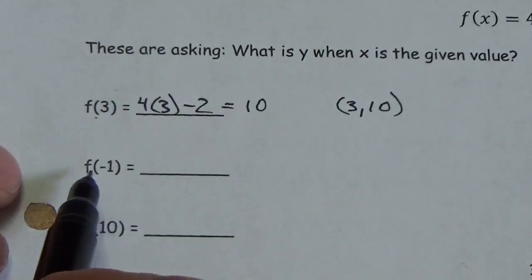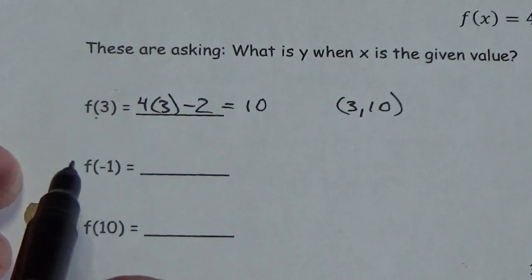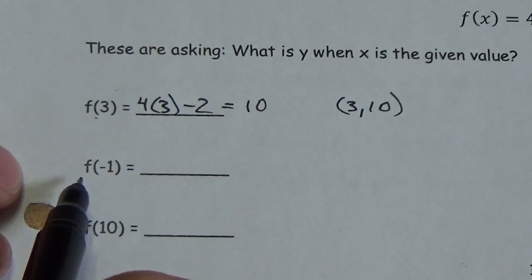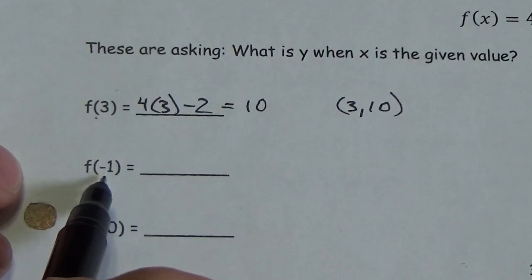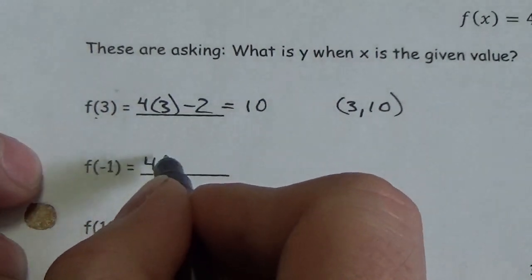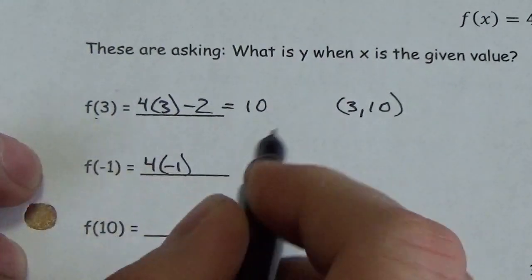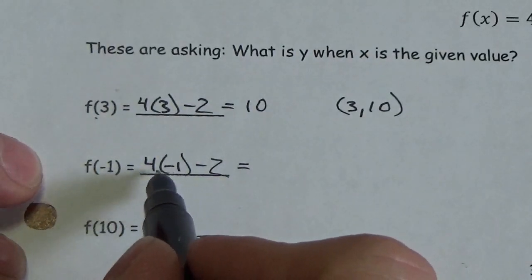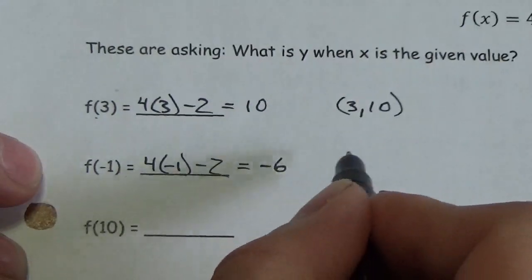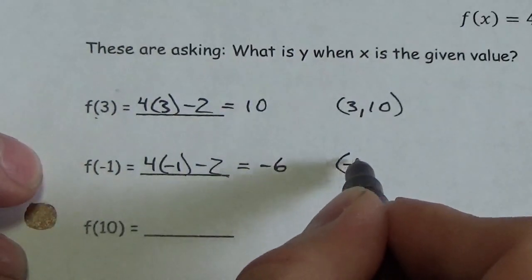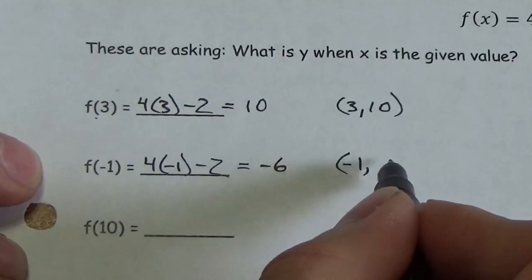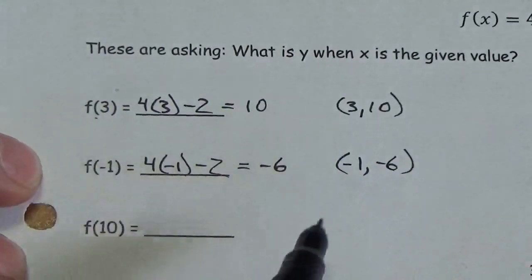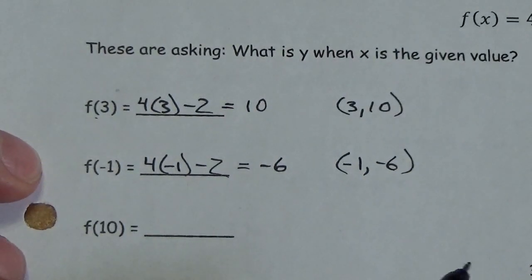Here, this is saying f, remember, f stands for multiply the independent variable by 4 and subtract 2. In this case, the independent variable is negative 1. So multiply negative 1 by 4 and then subtract 2. Well, 4 times -1 is -4, minus 2 is -6. And again, what this is saying is that the point (-1, -6) is on the graph of the function.